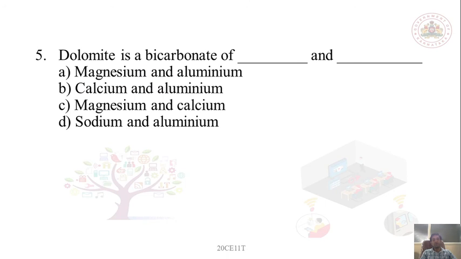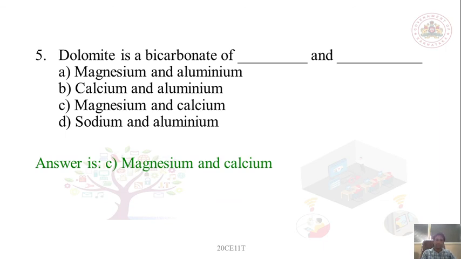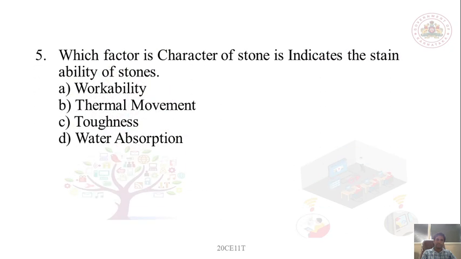The fifth one is, dolomite is a bicarbonate of dash and dash minerals: magnesium and aluminium, calcium and aluminium, magnesium and calcium, sodium and aluminium. The answer is number C, that is magnesium and calcium. So dolomite. Number 6, which factor is a character of a stone that indicates the stainability of the stone?